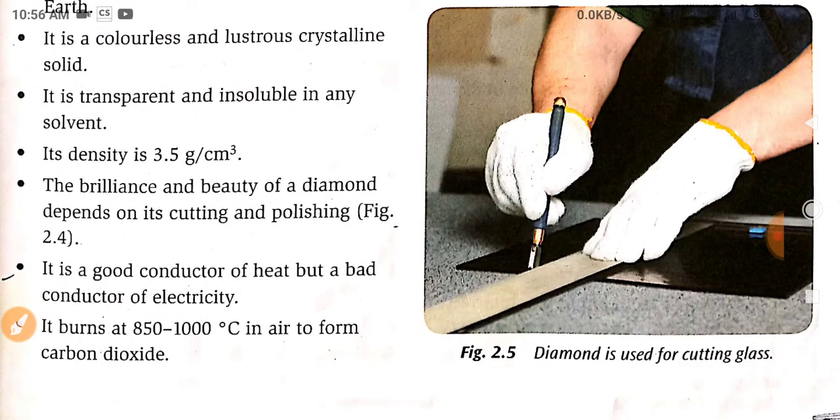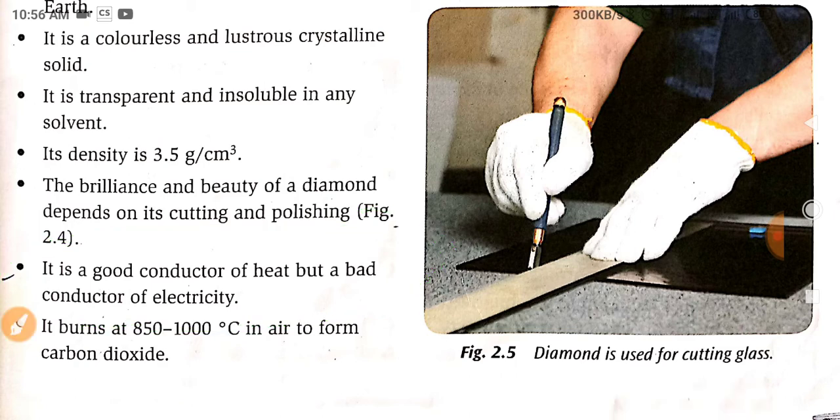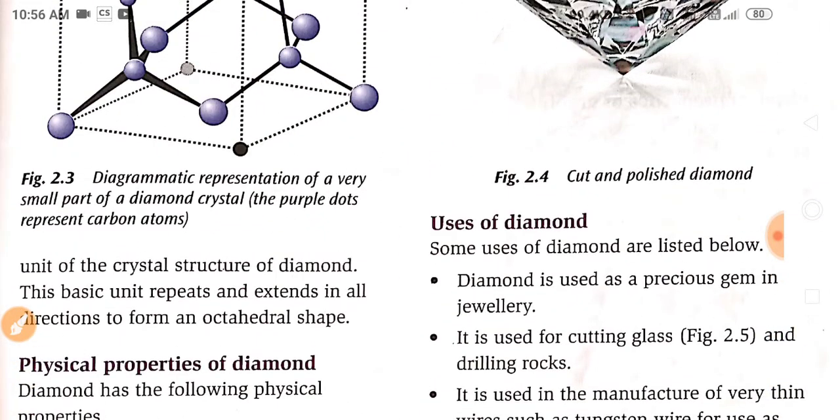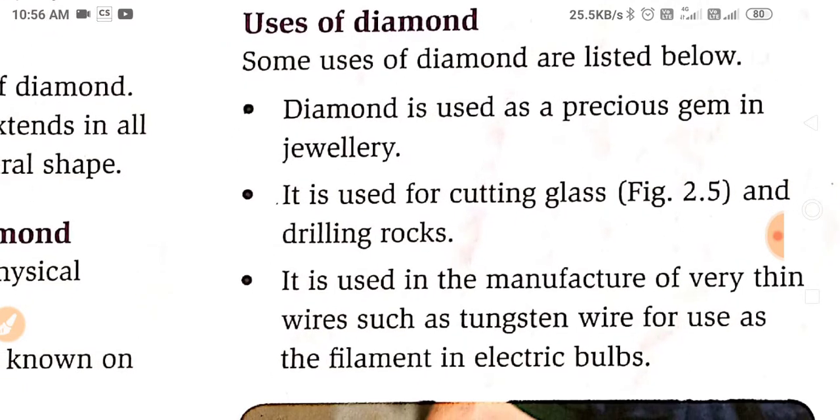It burns at 850 to 1000 degrees centigrade in air to form carbon dioxide. It is a good conductor of heat but a bad conductor of electricity. This is the main thing about diamond, that it is a poor conductor or very bad conductor of electricity but a good conductor of heat. Okay. So some uses of diamond: diamond is used as a precious gem in jewelry.